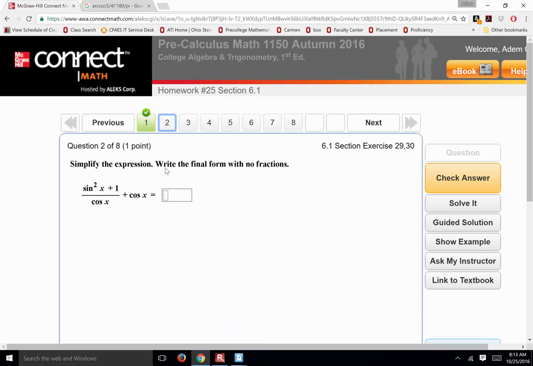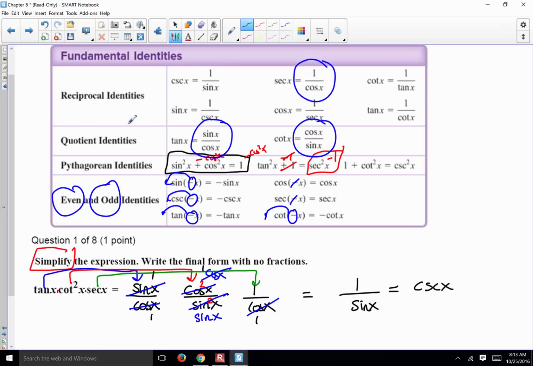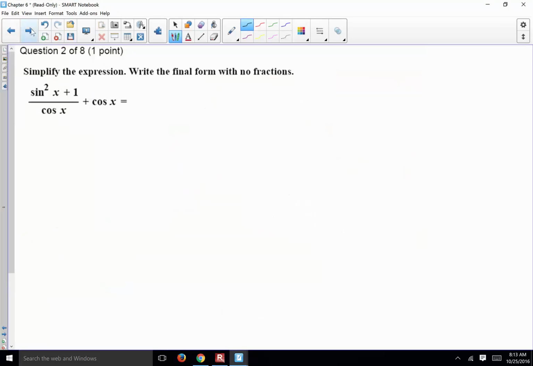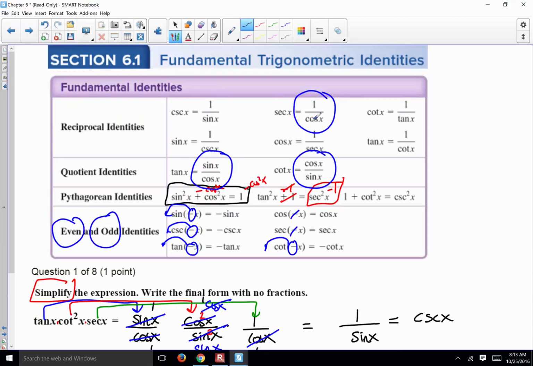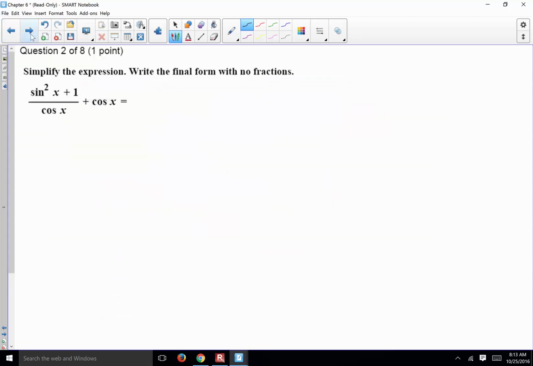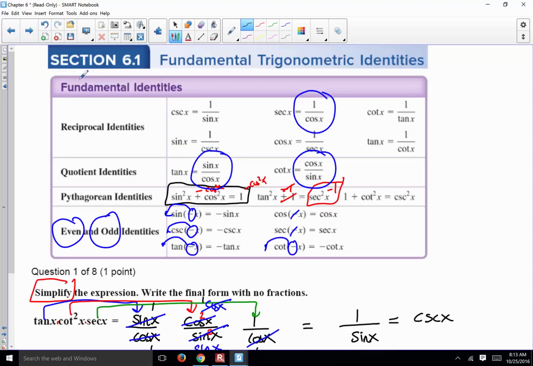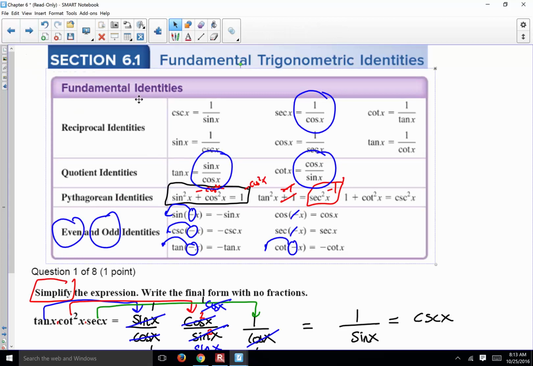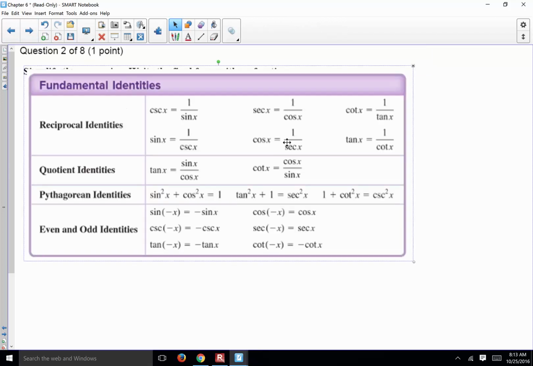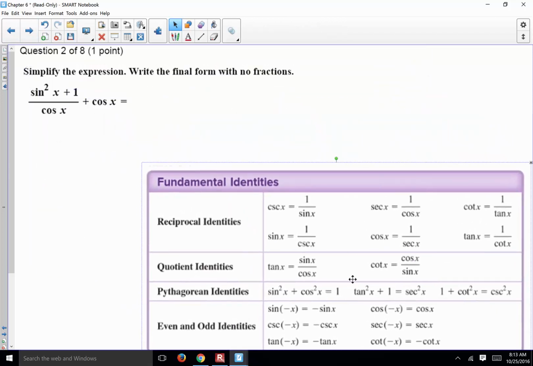Alright, we're coming to the next one. Write the final form with no fractions. Sure. Again, if you need this table, keep it on the side, alright? Or we may need it now. But at this moment, you must know all these identities by heart. You shouldn't be needing this, okay? What do you think we're gonna do?